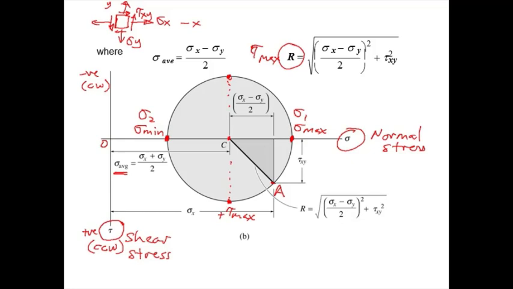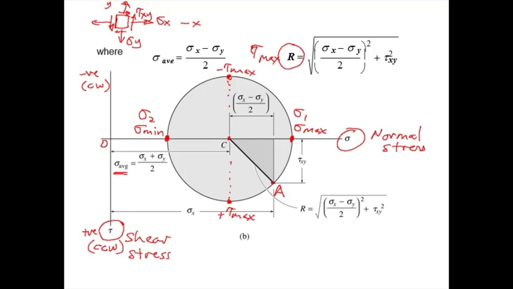And on top here, you have minus tau max. Okay? So you can see clearly the values and where they sit in relation to each other. Now, why is this important?